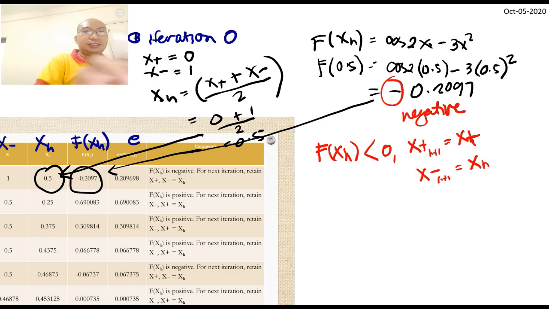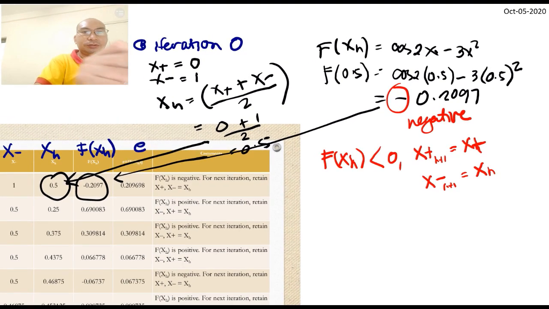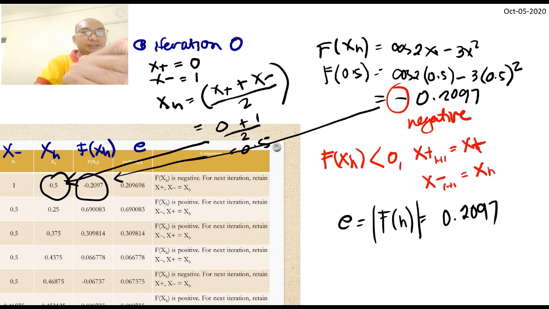So in the next iteration, oh, by the way, solving for the error here is just equal to the absolute value of x sub h. So regardless of the sign, since it is absolute value, it is 0.2097. This one is rounded off, I think, expanded, I mean. So we will now go to iteration 1.